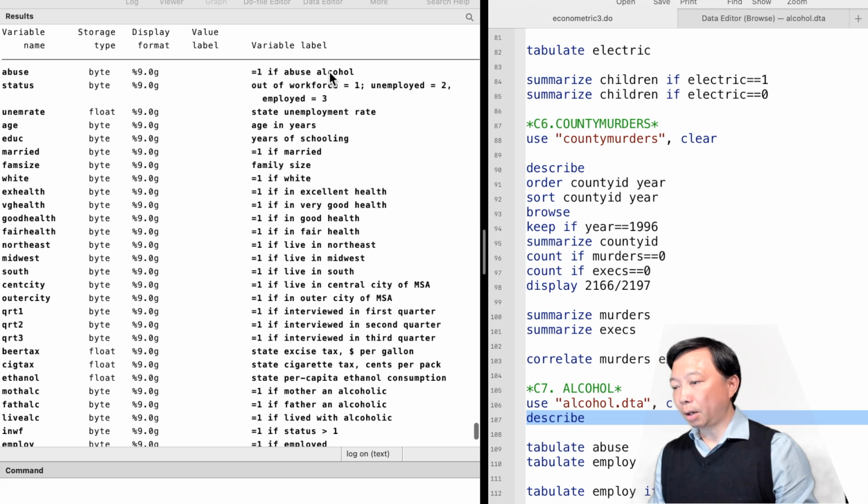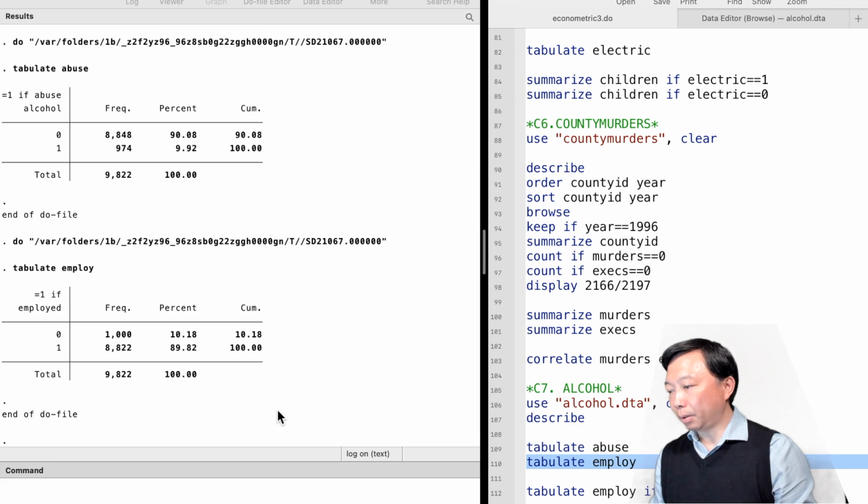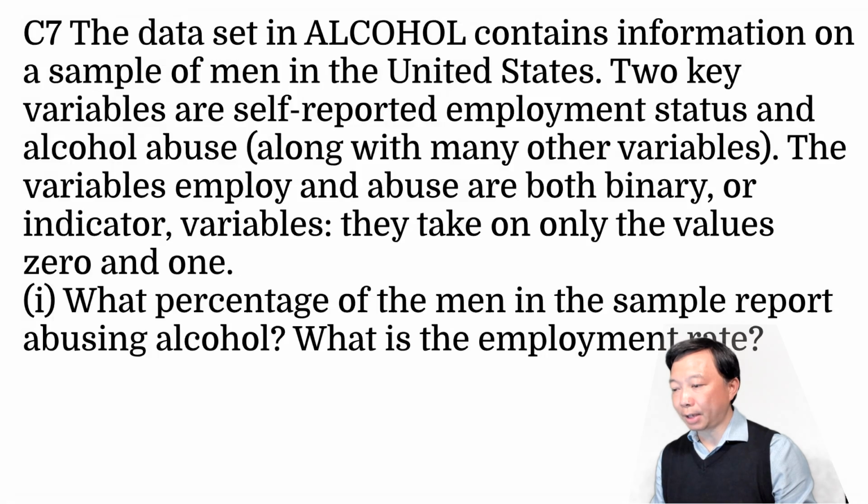We use the command tabulate followed by the binary variable abuse. We find that 9.92% of men report abusing alcohol in the sample. Tabulate the variable employ. The employment rate is 89.82% for the entire sample.